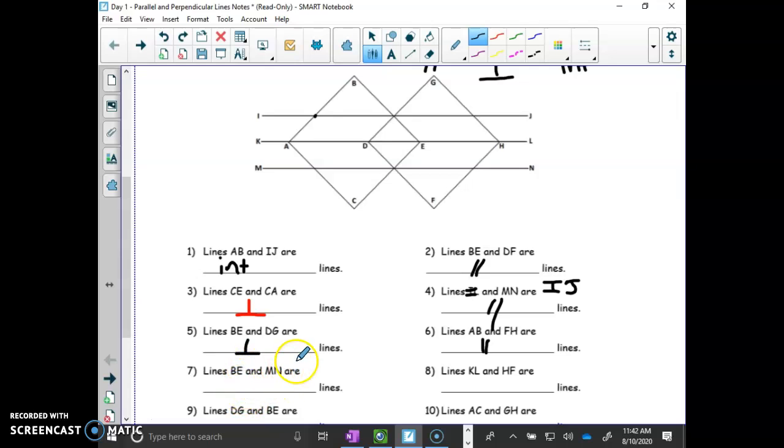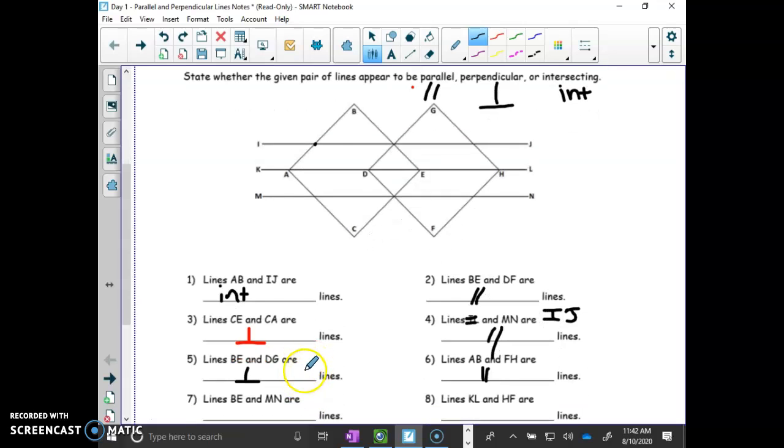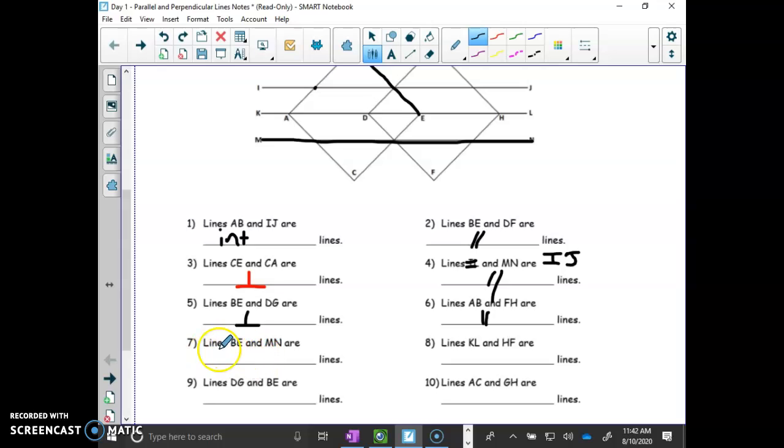DE and MN. Okay, so this is finally where we get an interesting little piece. This is line segment BE, and this is line segment MN. Do the segments themselves intersect? No, but do the lines intersect? If you continued them in both directions forever and ever, would they intersect? Yes. So what is our answer for number 7?